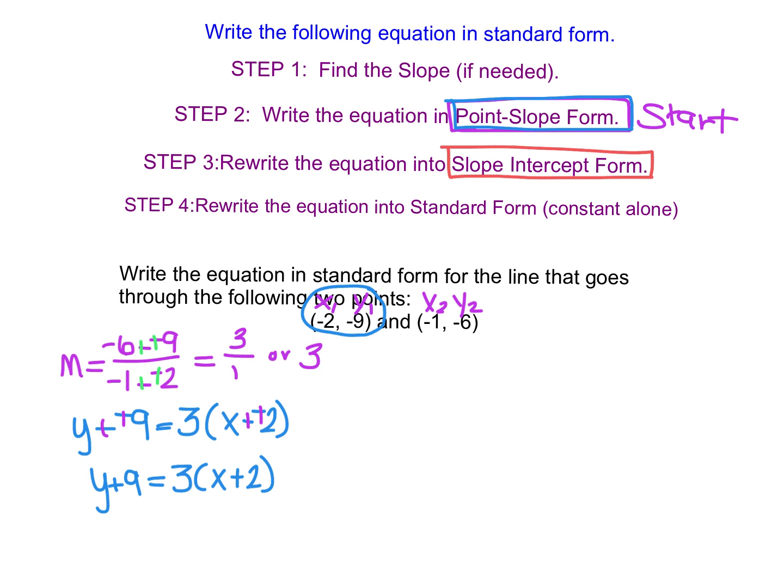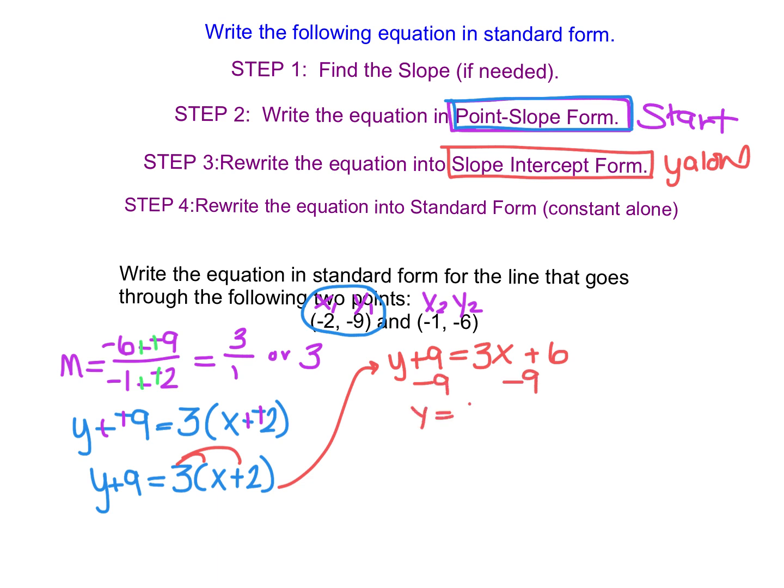So I know that to start doing this, I need to distribute to get rid of those parentheses. So here I'm going to get y plus 9 is equal to 3x plus 6. And then in order to get it into slope-intercept form, I need y alone. So I'm going to subtract 9. So I have y is equal to 3x plus a negative 3.